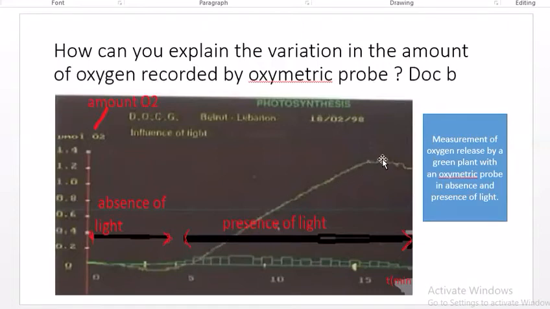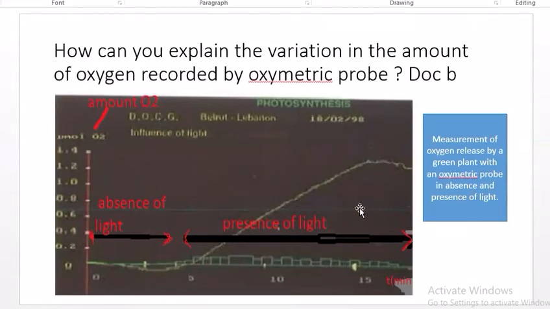It increases. In the absence of light, the plant makes respiration. So it will absorb oxygen and release carbon dioxide. Since the plant absorbs oxygen, what happens to the amount of oxygen? It decreases. So how can you explain the variation in the amount of oxygen recorded by the oximetric probe?